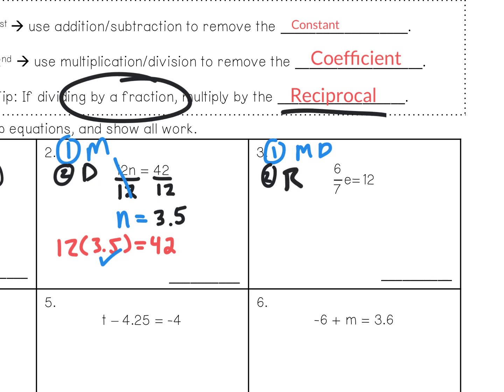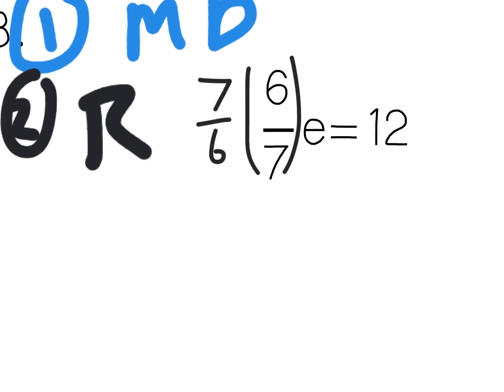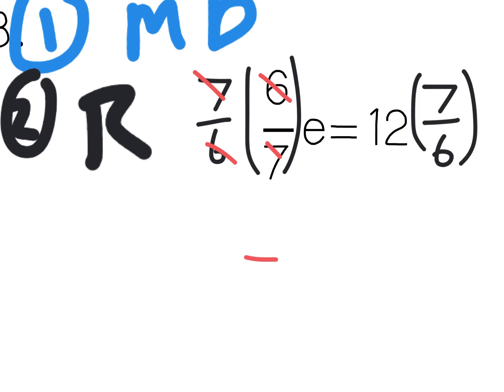You just flip it. You just flip it upside down. So, Isaiah, what if I flipped that upside down, what would it be? 7 over 6. And so what I do to one side, I do to the other. Okay, now, 7 is going to reduce with 7, right? And 6 is going to reduce with 6. So what's left? Okay, now in the calculator, if you type it in with the parentheses like I have, it'll give you a value. So 12 times 7 divided by 6.